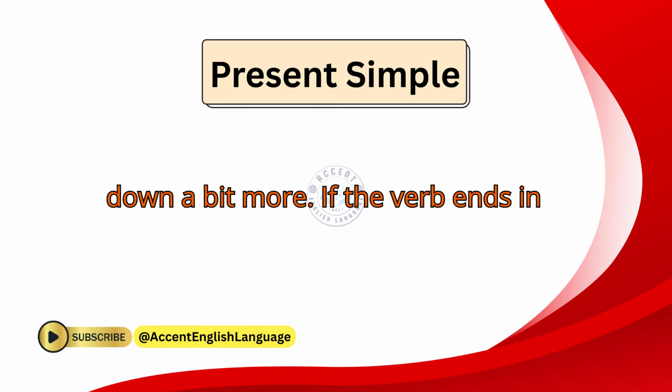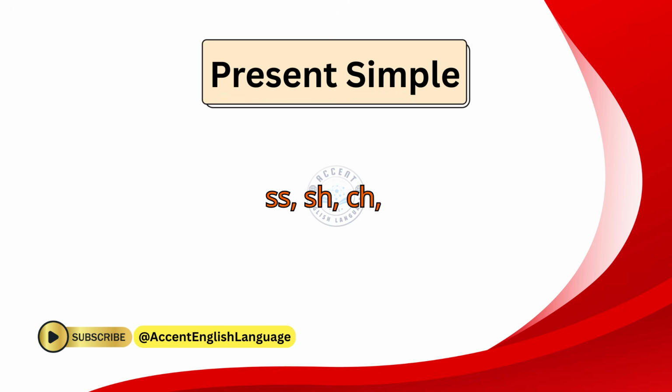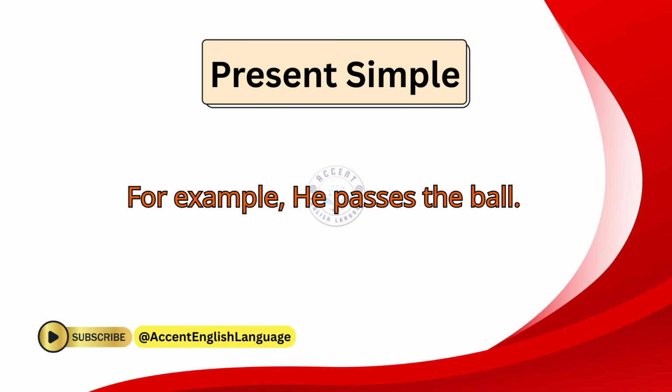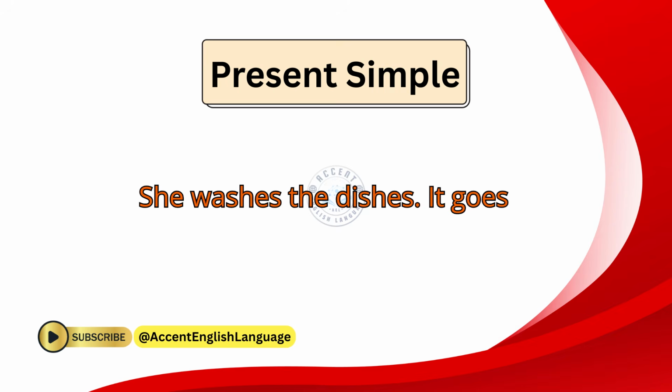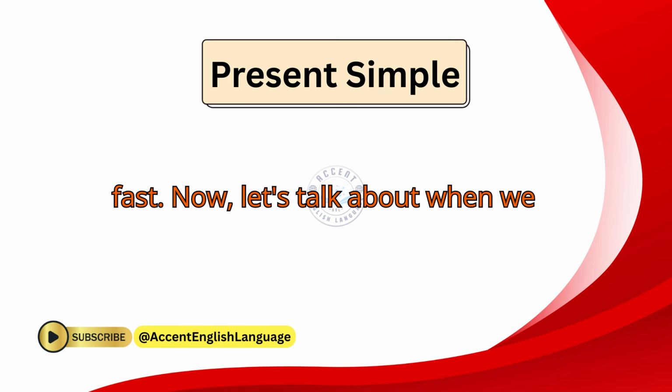Let's break that down a bit more. If the verb ends in ss, sh, ch, x, or o, we add es. For example, he passes the ball. She washes the dishes. It goes fast.